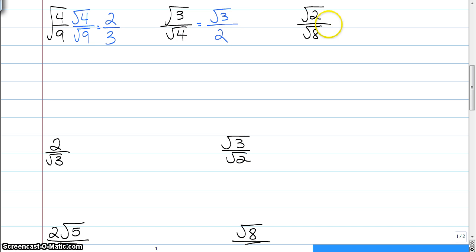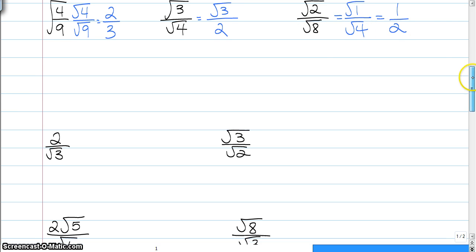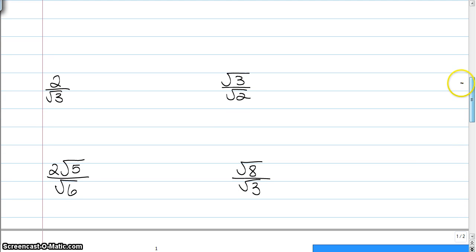You're done. This one, insides with insides. 2 over 8 can be reduced. So this is the square root of 1 over the square root of 4. And the square root of 1 is 1. The square root of 4 is 2. So that one's done. It's just like multiplying. You are allowed to reduce or divide insides with insides and outsides with outsides. Okay, so 2 over 8 reduces to 1/4, which is 1/2. But now we get to some of the fun ones.